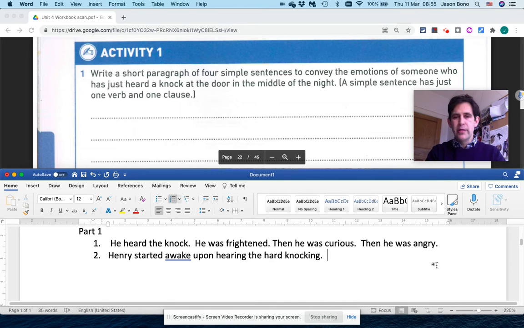Okay, how can I show that he was frightened? Okay, what would have happened? He realized his fingers were gripping. Realized he was gripping fistfuls of bed sheet.